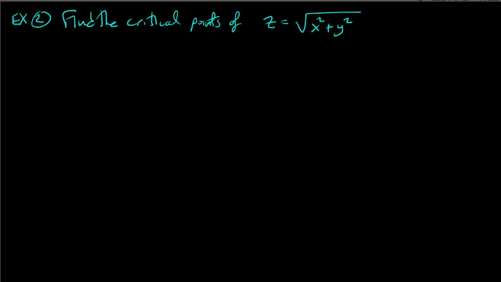Okay, here's another hopefully easy example. Find the critical points of the function. Now I wrote it z equals the square root of x squared plus y squared, but we can easily change that to f as a function of x and y. And I'm going to write it this way, right? So it's going to be x squared plus y squared to the power 1/2. And now just take the gradient.